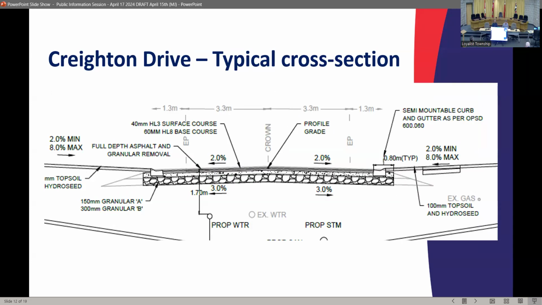So Creighton Drive, again, sort of the typical cross section. So Creighton has sidewalk on one side. Again, the width will vary. It's a bit wider up at the Main Street intersection, and then as you get further into the subdivision, it does become a bit narrower. And then the shoulder will vary depending on the right of way available.